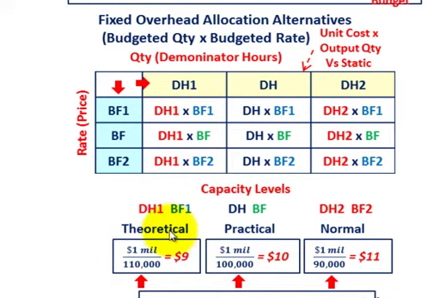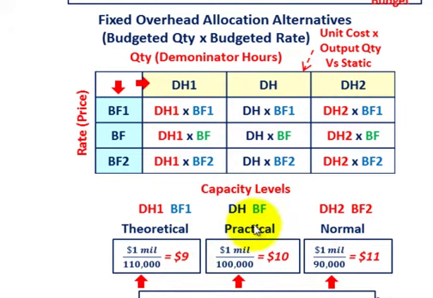Now, in theory, this is our denominator amount based on our direct labor hours. We're saying the plant can put out 110,000 direct labor hours. It can operate at 110,000 direct labor hours based on this theoretical amount. So divide 110,000 direct labor hours into your total fixed cost of $1 million. You're going to get a budgeted fixed overhead rate of $9 per hour.